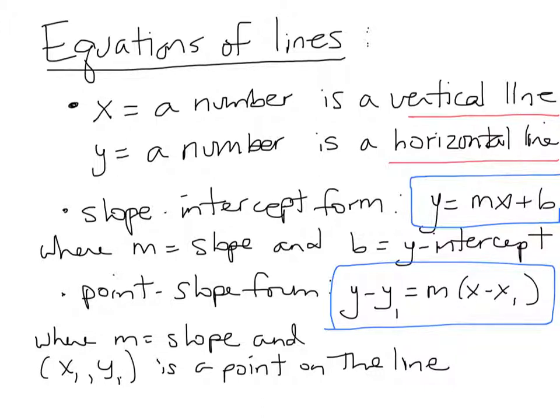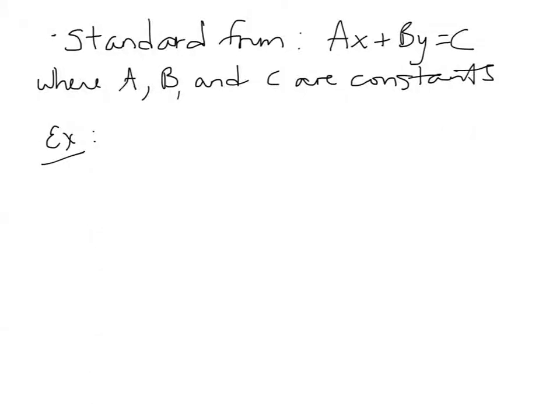If you want the equation of a line in slope-intercept form, we also call that y equals form, y equals mx plus b, where m is the slope and b is the y-intercept, the point where the graph crosses the y-axis. The most common form in calculus is point-slope form. y minus y1 equals m times a quantity x minus x1, where m is the slope and x1, y1 is a point on the line. Standard form looks like ax plus by equals c, where a, b, and c are constants.